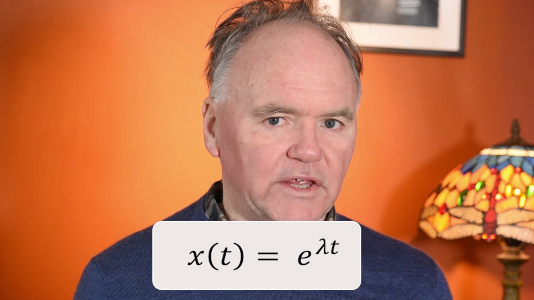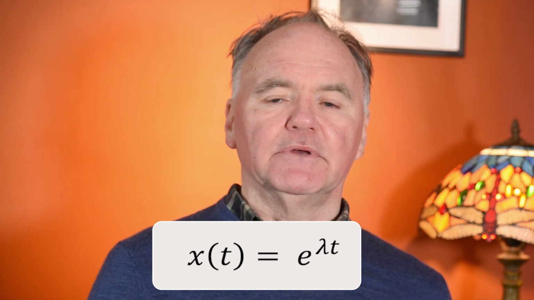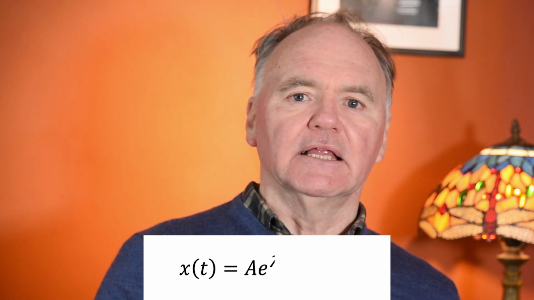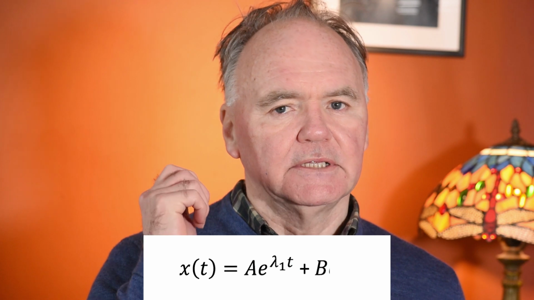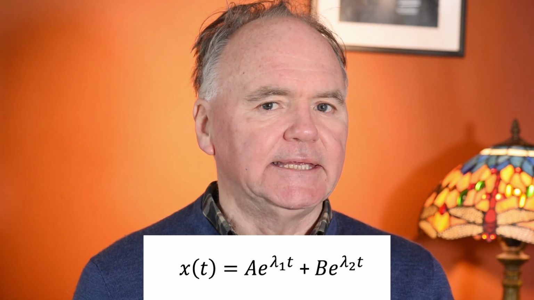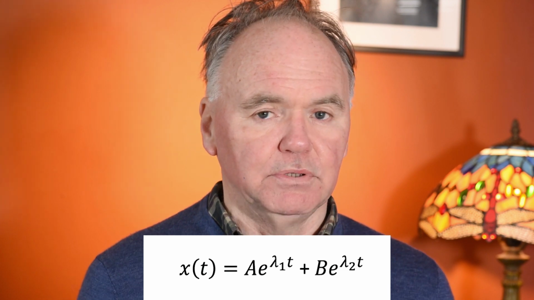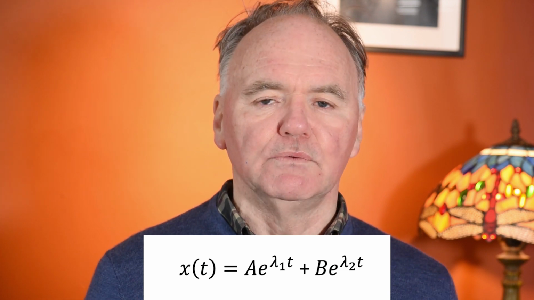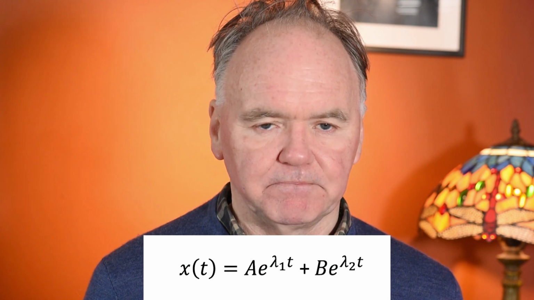See if you can work out why that's necessary. And e to the lambda t has got units of meters as per the question. Now, our overall solution is going to look like this: x of t is equal to capital A, where A is a constant, times e to the lambda 1 times t, plus B, which is a constant, times e to the lambda 2 times t. Our solution will look something like that.